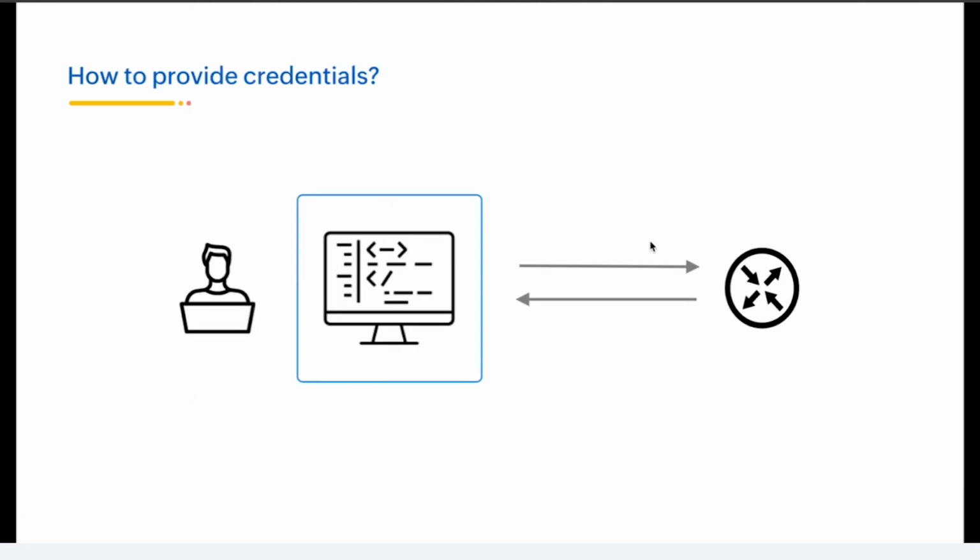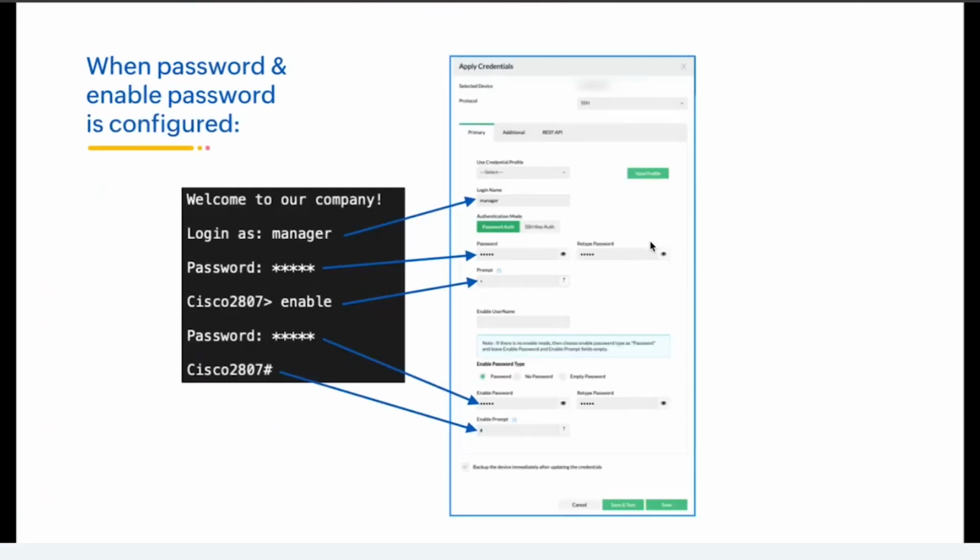So now let us look at how you can provide credentials in Network Configuration Manager. Here is an example of when a password and enable password are configured. As you can see, on the left is the telnet and on the right is Network Configuration Manager's apply credentials screen. You need to provide the login name, password, and the prompt. In the enable password type, you can select password and provide the enable password as well as the enable prompt.